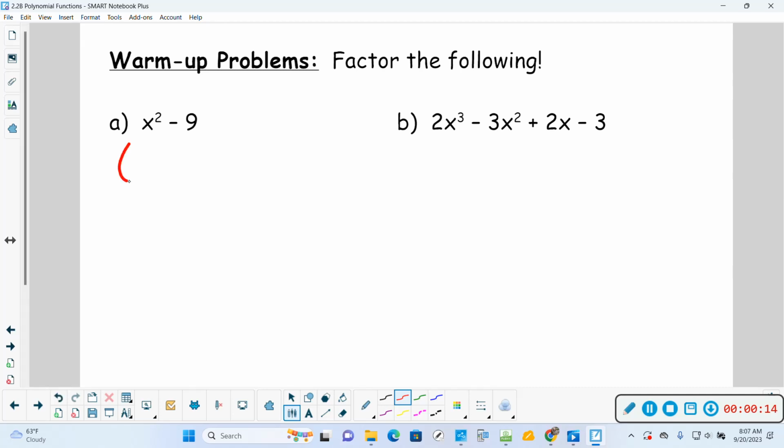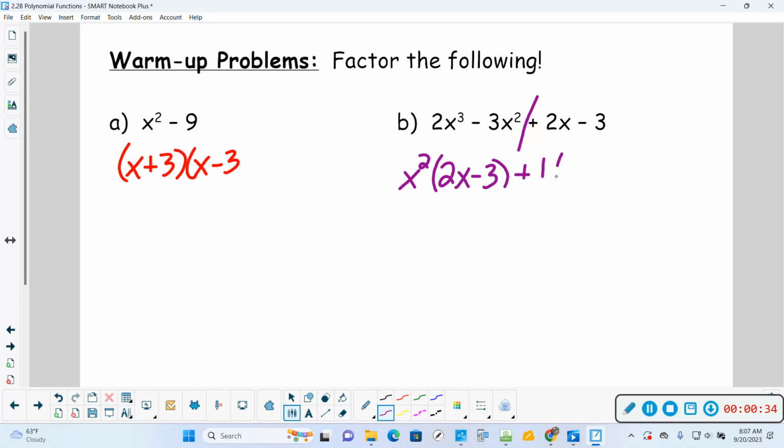A, you've got your difference of perfect squares, so x plus 3, x minus 3. And then of course B, you've got your 4 terms, so we're going to split it in the middle and factor by grouping. So on your first 2 terms, you have that GCF of x squared. Last 2 terms, we do have a GCF. It's not very exciting. I'm going to take a 1 out. And then, of course, my final answer is my matching set of parentheses. 2x minus 3, I always kind of think of it as it's a common factor on our 2 terms. And then our x squared, our GCFs, and the 1.